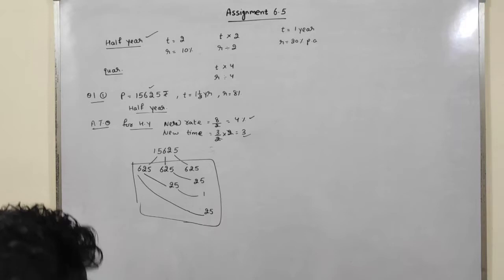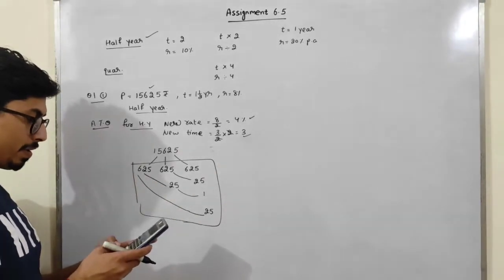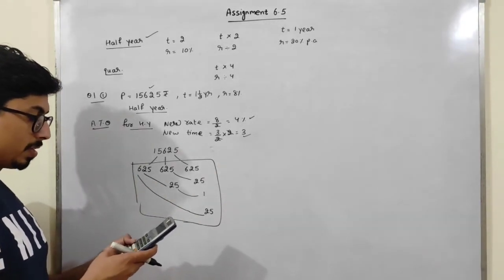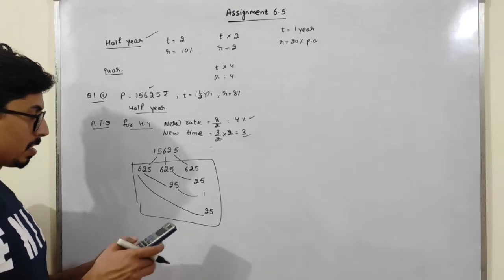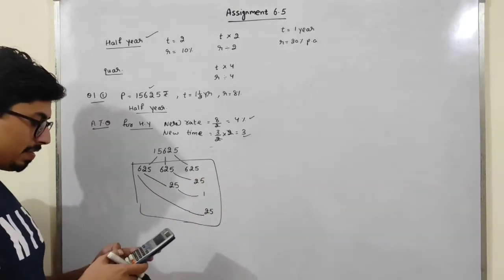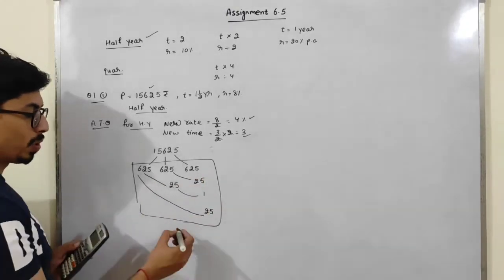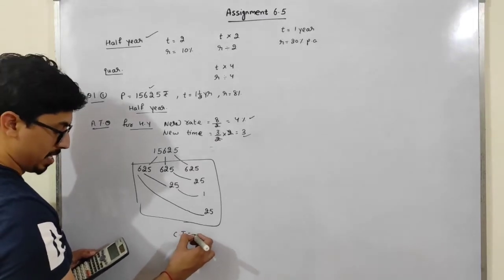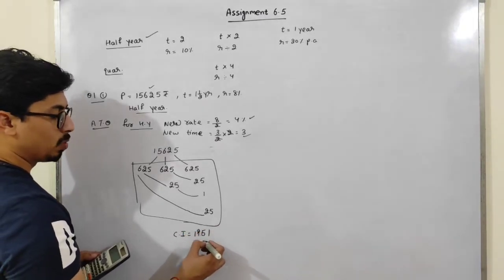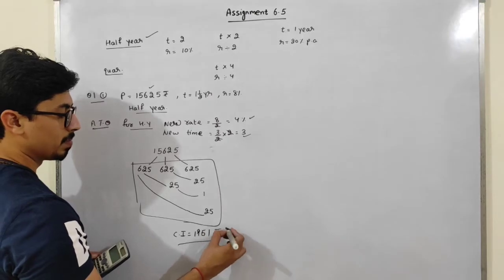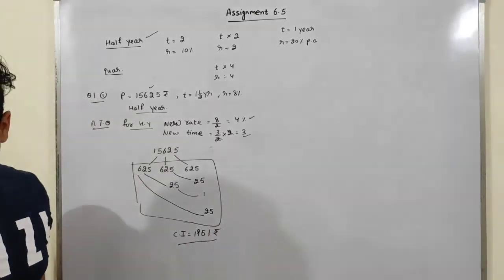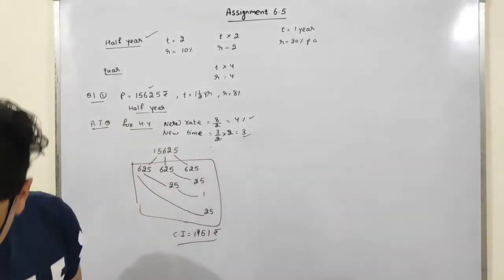So what does it mean, students? The answer will be 625 multiplied by 3, plus 75 and 1, so the answer is 1951 rupees. This is my required answer for part B.